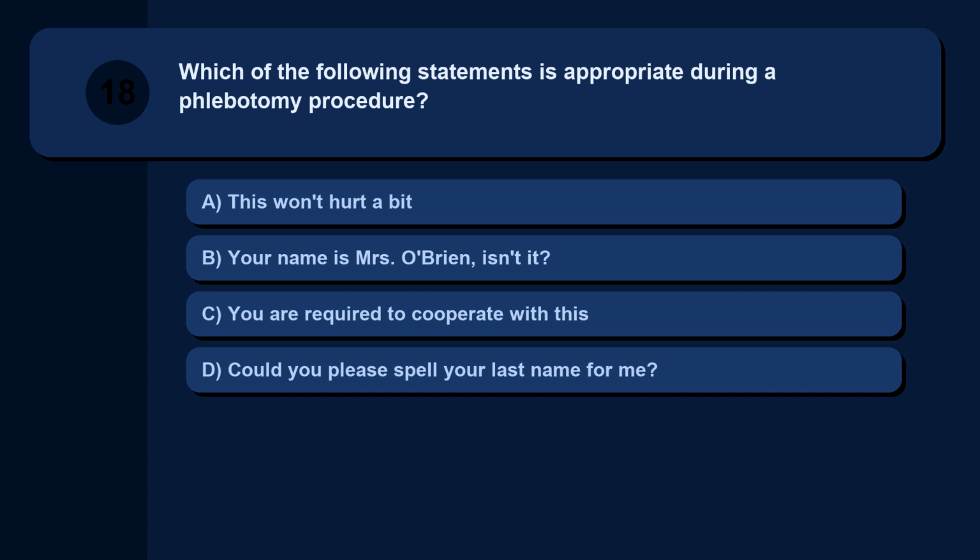Question 18. Which of the following statements is appropriate during a phlebotomy procedure? This won't hurt a bit. Your name is Mrs. O'Brien, isn't it? You are required to cooperate with this. Could you please spell your last name for me? Asking a patient to confirm their information by spelling their last name is an appropriate way to verify identity before a procedure, unlike misleading statements or demands for cooperation.